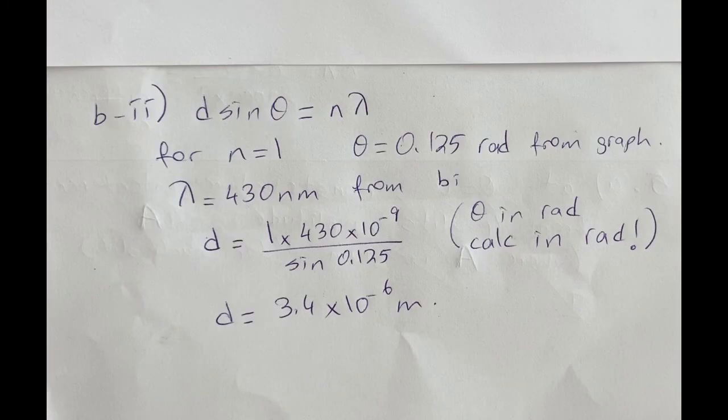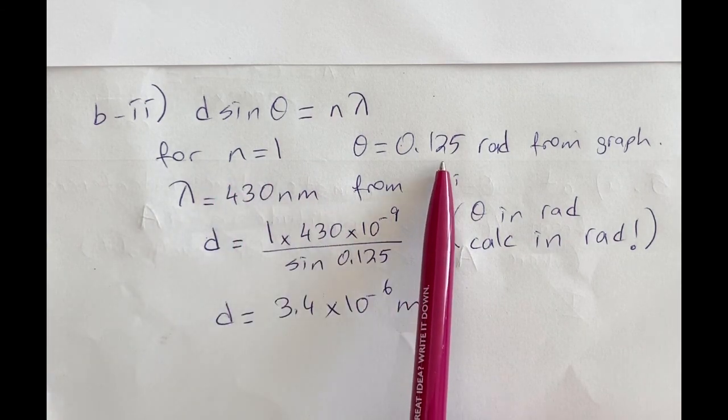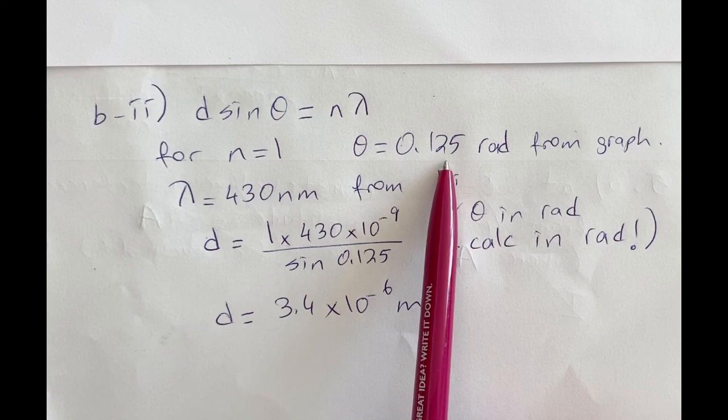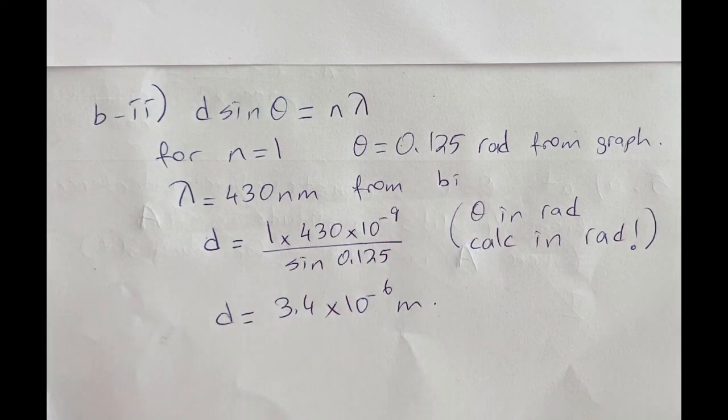In B(ii), we are required to determine the separation of 2 consecutive slits. So now we're looking for the distance between 2 neighboring slits. For this, we're going to use that formula where n equals 1. We read from the graph that theta is 0.125 radians. For this reading, we should look for the angle that corresponds to the first maximum.